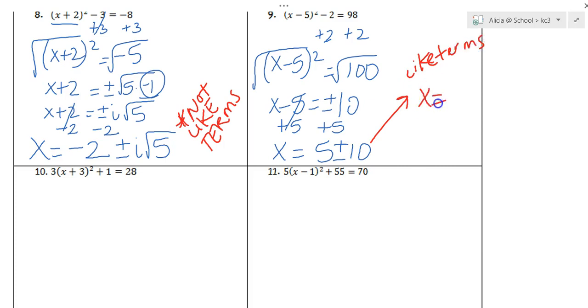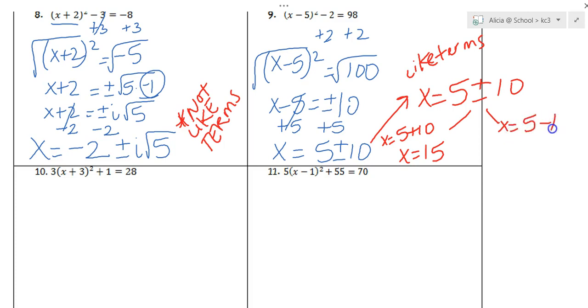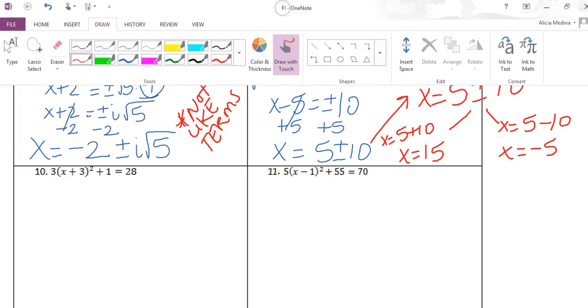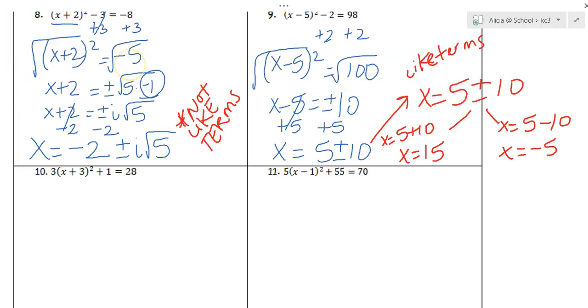So if I have x equals 5 plus or minus 10, my two options are 5 plus 10, which is x equals 15. And then I'm going to also have x equals 5 minus 10, which is x equals negative 5. So my two solutions, I did not have imaginary solutions in this example. My answers are just x equals 15, x equals negative 5. So again, those would be our intercepts.